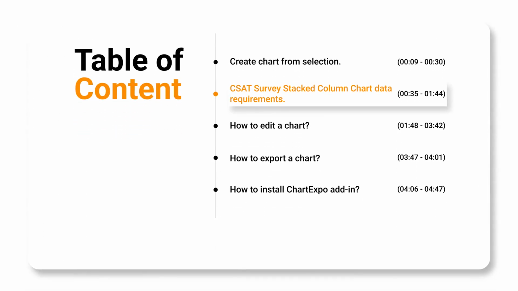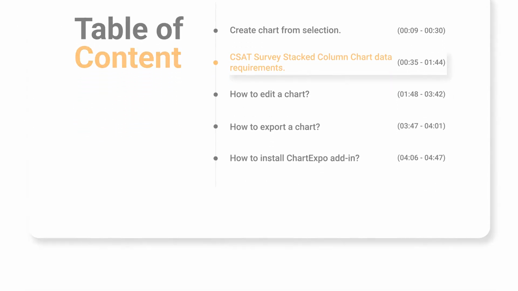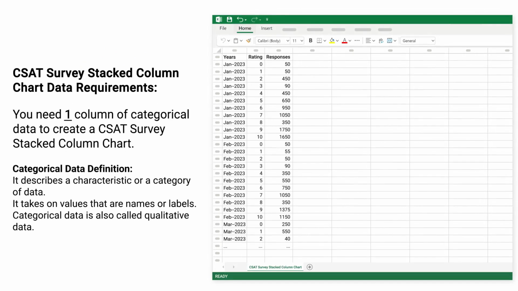CSAT survey stacked column chart data requirements. You need one column of categorical data to create a CSAT survey stacked column chart. Categorical data definition: it describes a characteristic or a category of data. It takes on values that are names or labels. Categorical data is also called qualitative data.